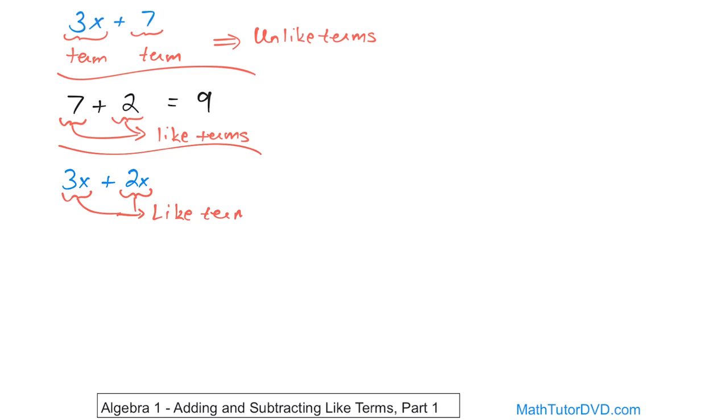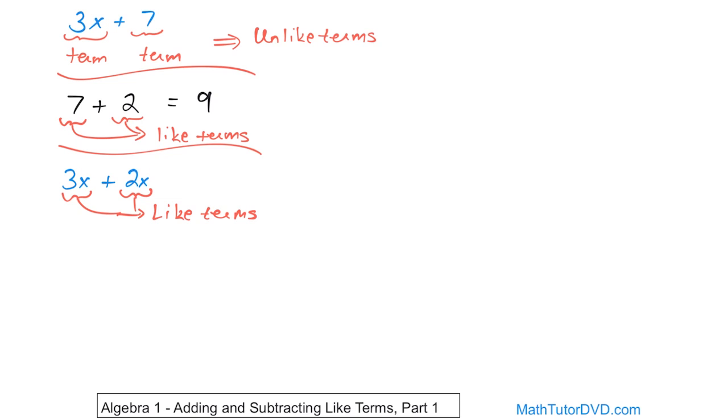And what makes them like terms? It's not the numbers. The numbers can be totally different. It's because there's an x here and there's an x here. And these x's, we're going to talk about exponents later. There's really an exponent of 1 up there in both cases. But the variables have to match and the exponents have to match too. We'll talk more about exponents later.